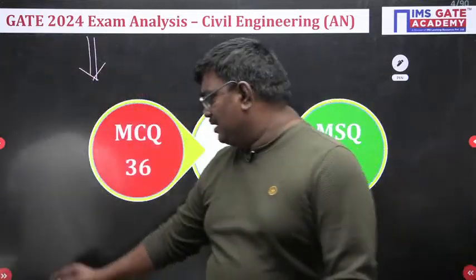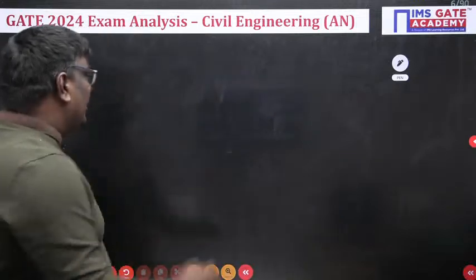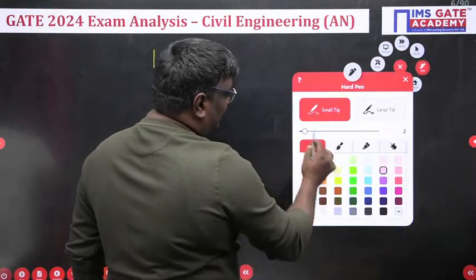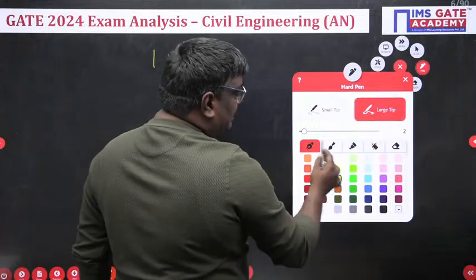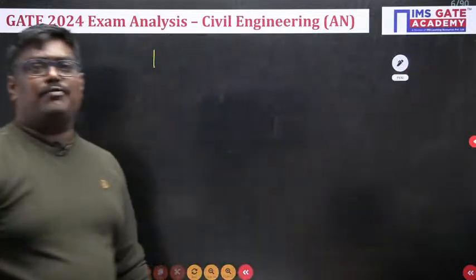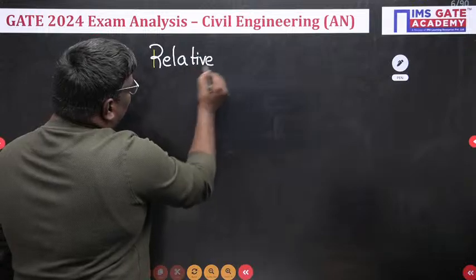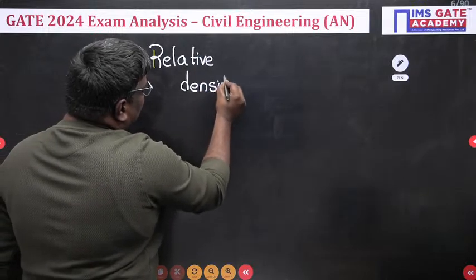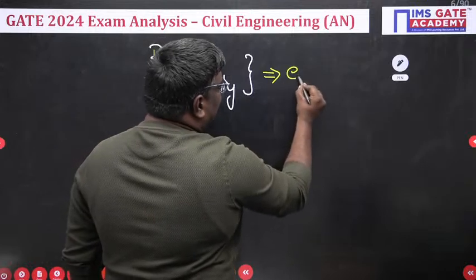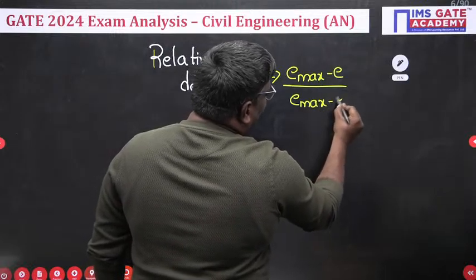My dear students, we got 2 questions from geotech. The question we have received is related to relative density. If you talk about relative density, we have the formula (e max minus e) upon (e max minus e min). Everyone is aware of the formula, relative density or density index, given by (e max minus e) upon (e max minus e min). But they have given you the dry densities.